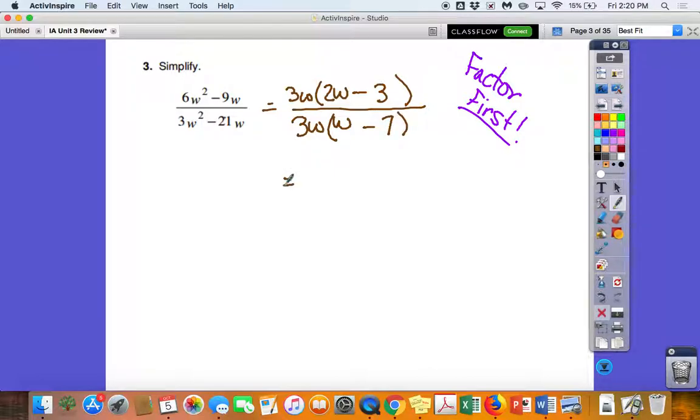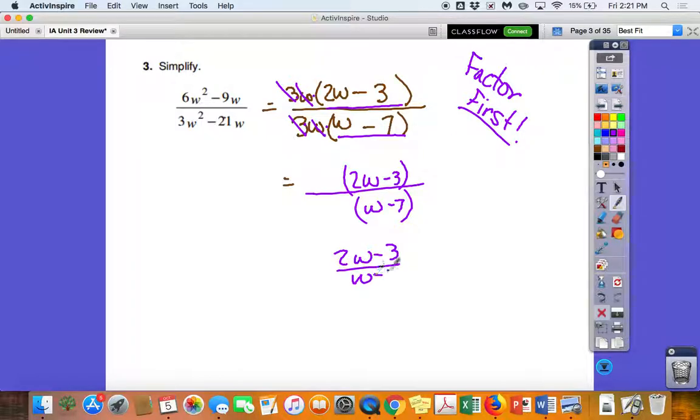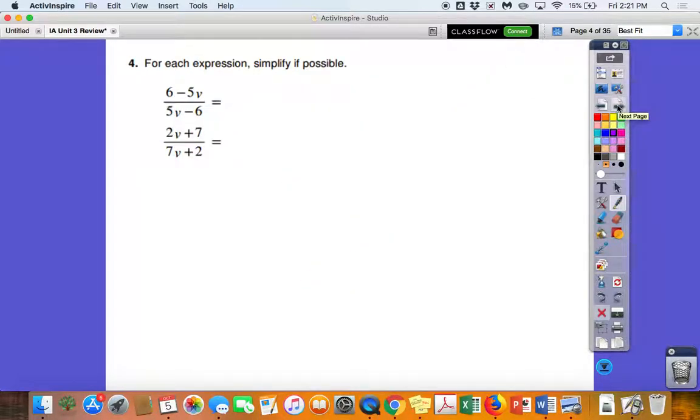So I finally got it factored. Now I've got to look and see if there's anything common. Well, the things in the parentheses are totally different, so they're stuck in the answer. I know good and well I'm going to have 2W minus 3, and I'm going to have W minus 7. Okay, up front, the numbers go and the W's go. I can do that because everything is multiplied. That frees them up and lets you reduce. So actually, I didn't need the parentheses. You can just do it like this. So there's your answer. All right, it just says for each expression, simplify if possible.